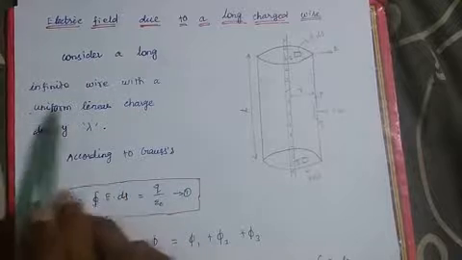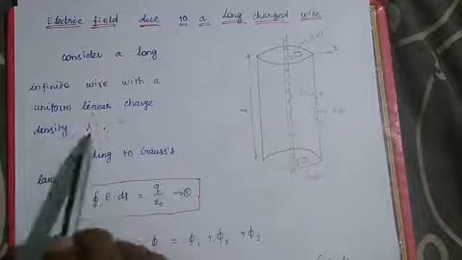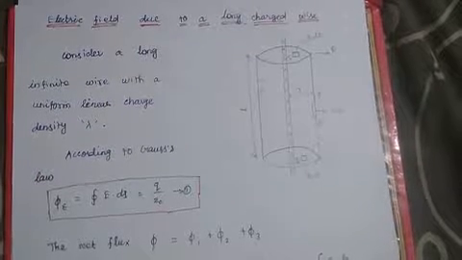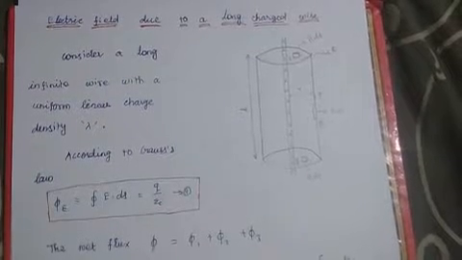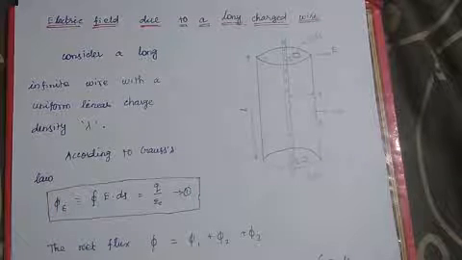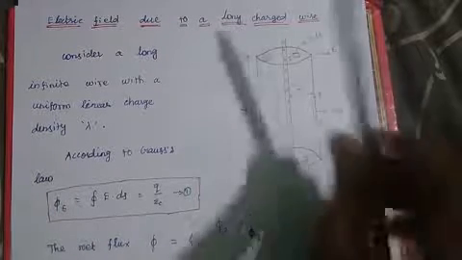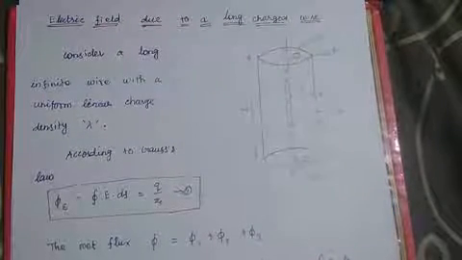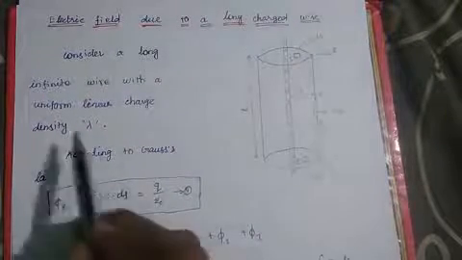Consider a long, infinite charged wire with a uniform linear charge density lambda. Why are we taking linear charge density? We have already seen three different kinds of charge densities: linear charge density, volume charge density and surface charge density. This is along the length. For that purpose we are taking linear charge density as lambda.